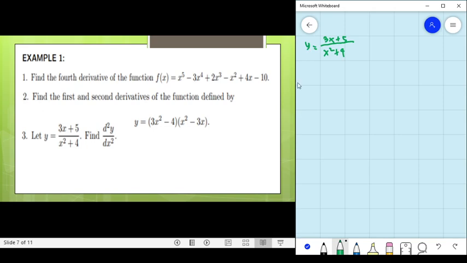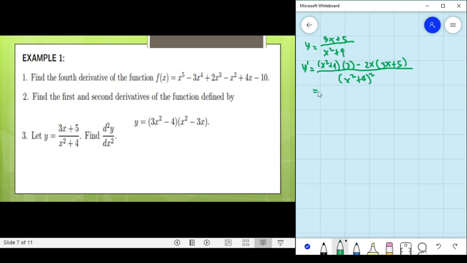Okay? So, in finding the first derivative, the quotient rule is: the denominator, which is x squared plus 4, times the derivative of the numerator, which is 3. Then minus the derivative of the denominator, which is 2x, times the numerator, which is 3x plus 5, all over the square of the denominator.